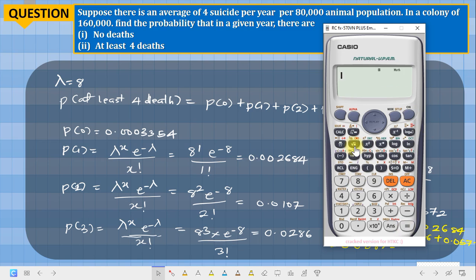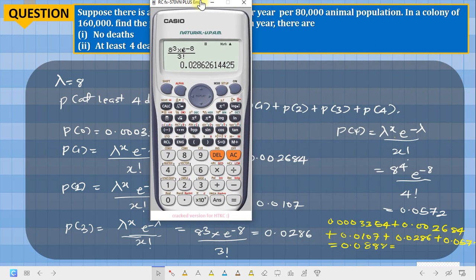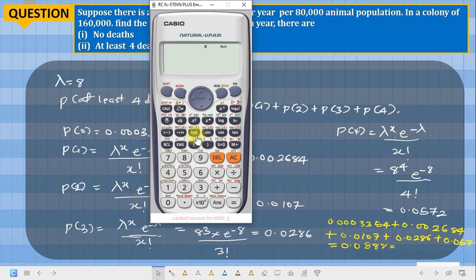Now, for the third one, it's 8 raised to the power of 3, times e raised to the power of minus 8, divided by 3 factorial, and this is 0.0286. And then we have the last one, which is 8 raised to the power of 4, times e raised to the power of minus 8, divided by 4 factorial, and that gave us this.